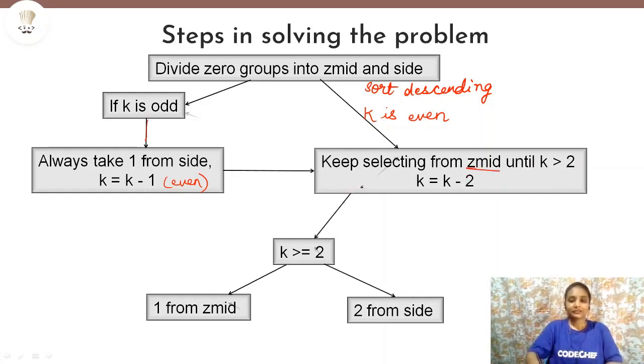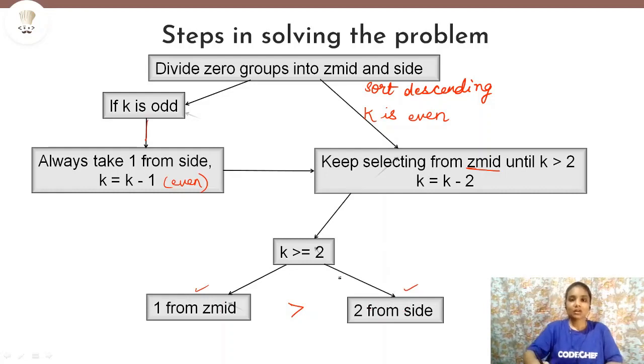Then after that we will just check at last, after we come out of this loop, that if k is greater than or equal to 2, then we'll have two possibilities. One can be that we choose one value from Z, mid, or we choose two values from side, and that will depend on which sum is greater. So if one value from Z, mid is greater than the sum of two values from side, then we will select this one, otherwise we will select this one.